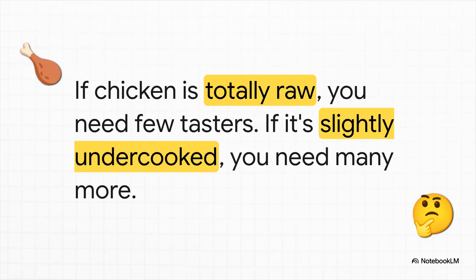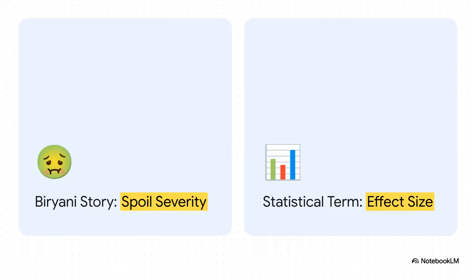Okay, rule number 1, you've got to think about how big the problem is. I mean, is it something super obvious that anyone would spot in a second, like totally raw chicken? Or is it a tiny little flaw that's easy to miss, like it being just a little undercooked? In our kitchen, let's call this the spoil severity. Raw chicken is a major problem. But in the world of stats, they have a name for this: effect size.